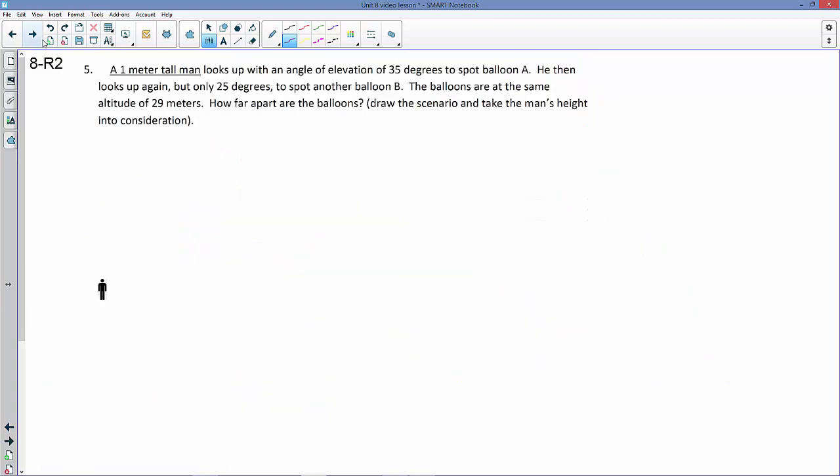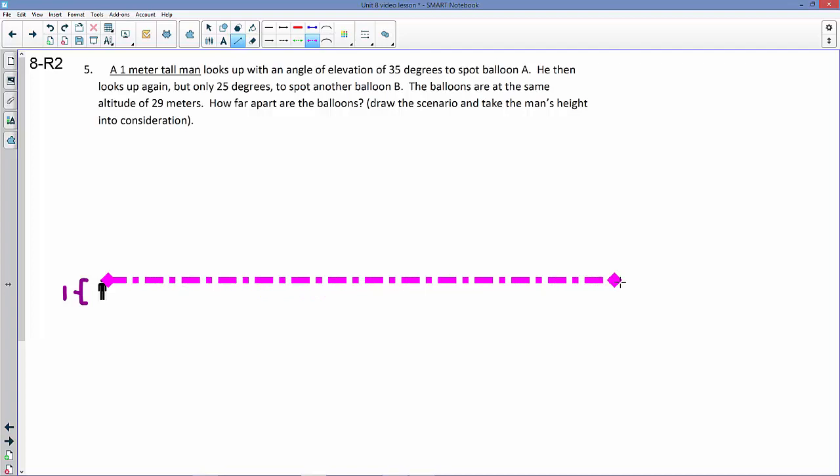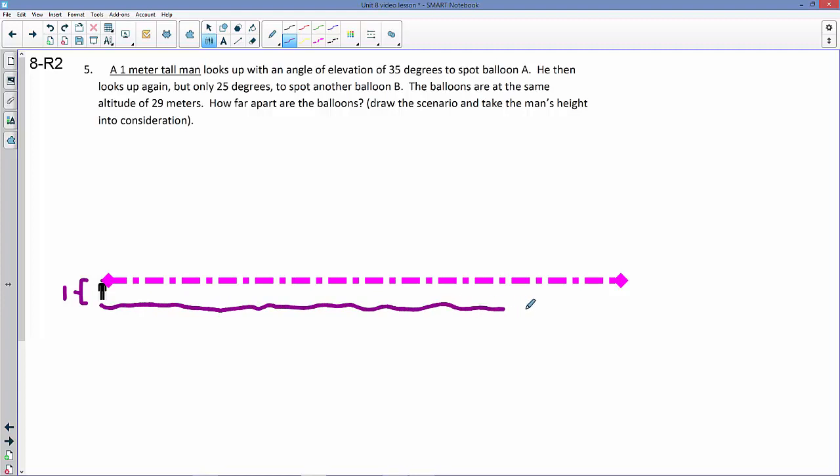Okay, a 1 meter tall man. So this is taking into account the height of the man, like the other problem we did. So he looks up. Now, as soon as he said he looks up, what do I have to draw? You're correct. The laser beam eyes, right? The horizontal view. Here's the ground. The ground is down here, although not really critically important. It's important to realize he's 1 meter above the ground.